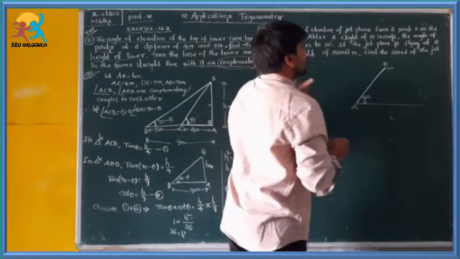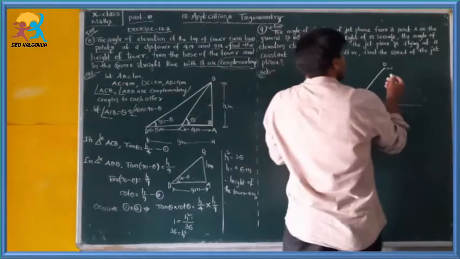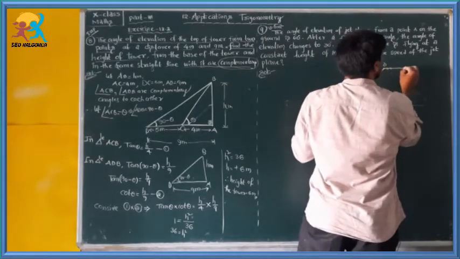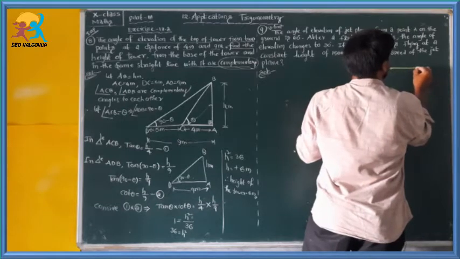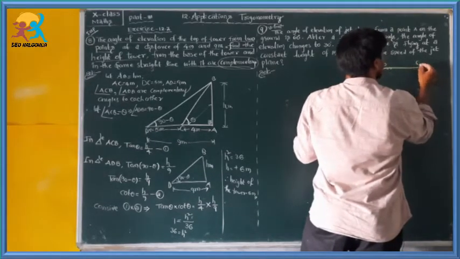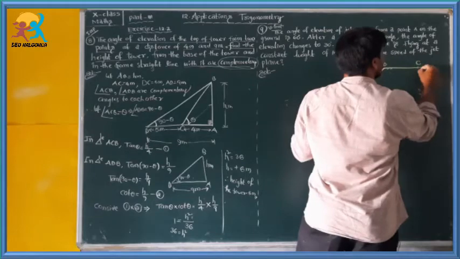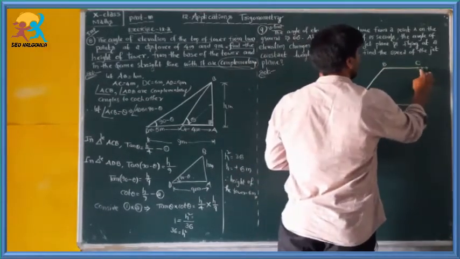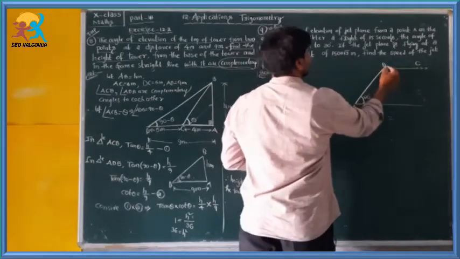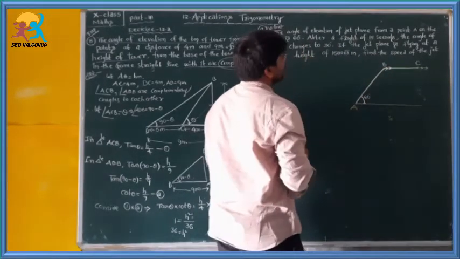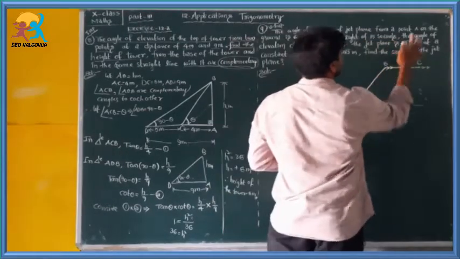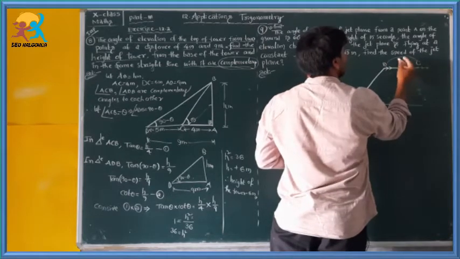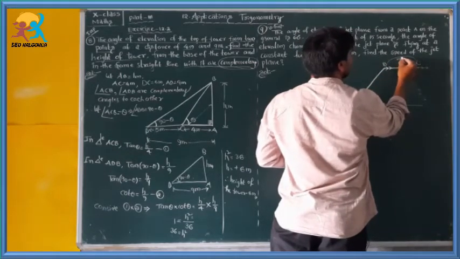After a flight of 15 seconds, let us say that the flight has traveled some distance from B to C. It moves from B to C. Now the flight is here, moving from this point to this point. After a flight of 15 seconds, the time taken to travel from point B to C for the flight is 15 seconds.